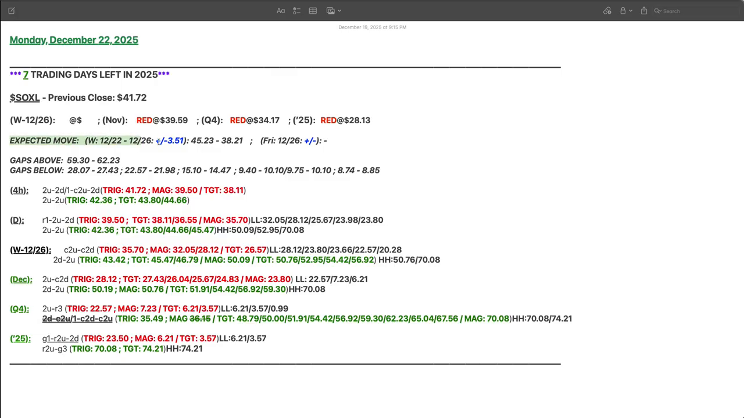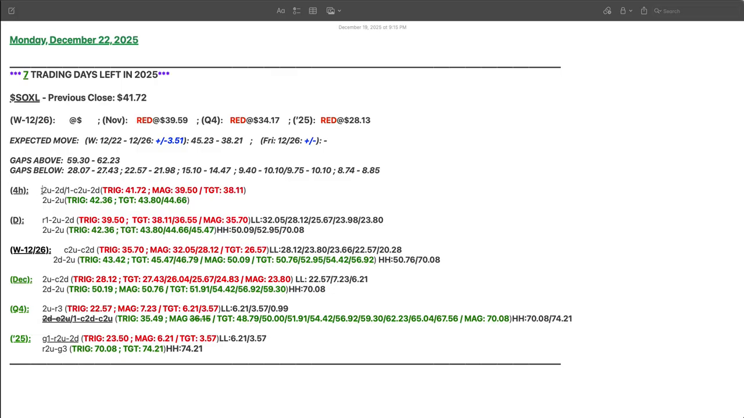We know what the expected move is for the week. We talked about that earlier. It gives us a range of 45.23 to 38.21, and we know where our gaps above and below are at all times. We talked about from a scalping perspective, we're looking for higher lows at or above opening print to get into calls, and we're looking for lower highs at or below opening print to get into puts.